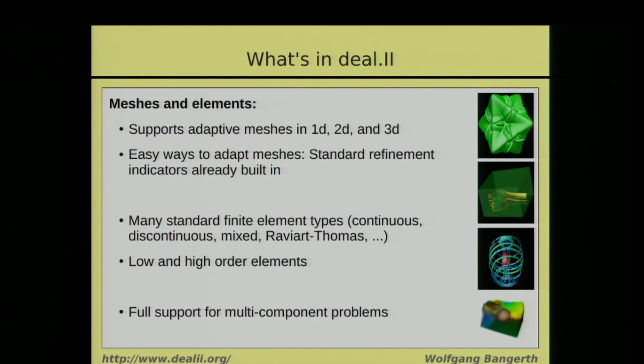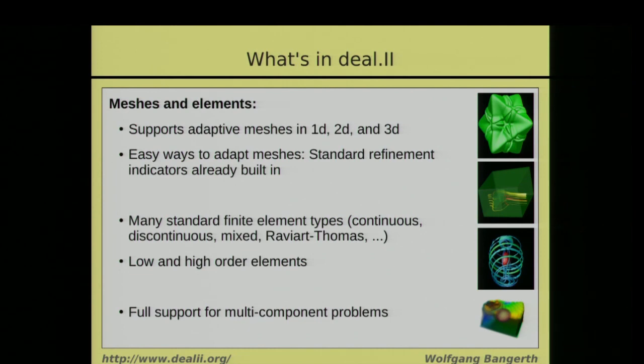Of course, like so many other things, if you had to implement this by yourself, it would be very difficult. But deal.II comes with a couple of classes that implement, let's say, the most common ways of adaptively refining a mesh already built in. So it's fairly easy to do this, and I will show you this in the step 6 tutorial program, how to actually do this. You will find that it costs you about 20 or 30 lines of actual code to use adaptive mesh refinement.